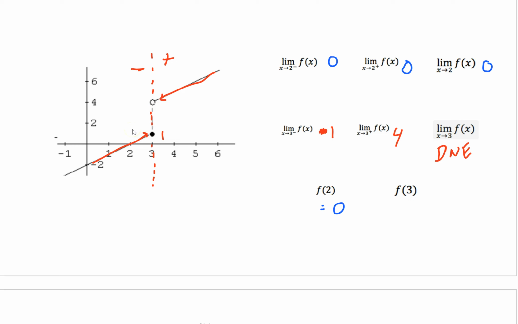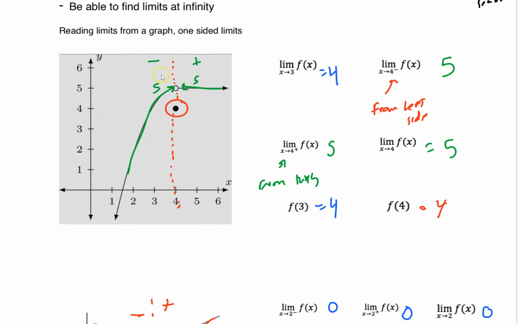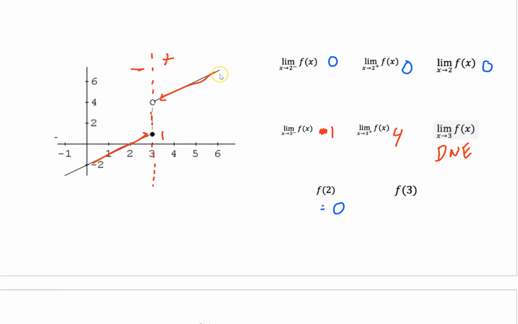Because remember, the whole idea is what does the graph look like it's doing? Like over here, with the open circle, it looked like it was going toward 5, both directions. Here, I have no idea what it's going to. One's going to 4, one's going to 1. It doesn't look like they're going to any single number at all. So limit does not exist. And then for a little review here, what's f of 3? Remember, f of 3 is the closed circle, so f of 3 would be the 1.